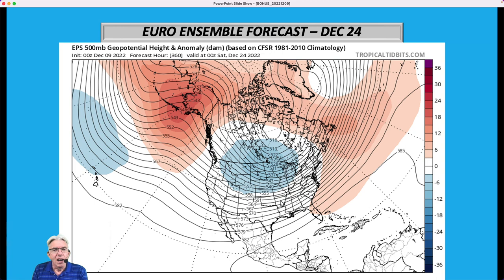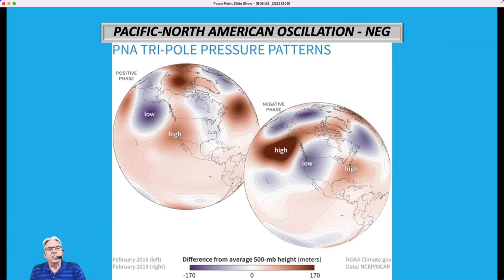You've already seen that. Now, this is the Pacific North American Oscillation, or the PNA, if you will. And this is the difference between the two. Now, I put in NEG up in the title right here, but this is really both of the phases. The positive phase has below normal 500 millibar heights in the eastern U.S. and North America, and ridging in the western part of North America and the United States.